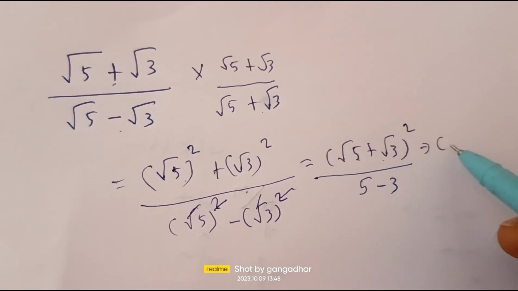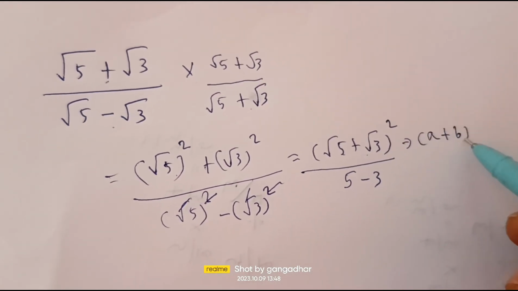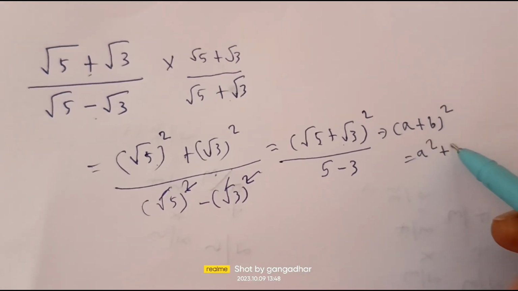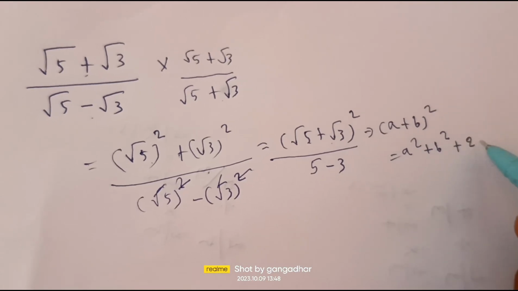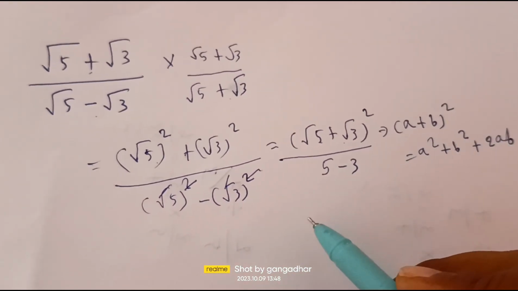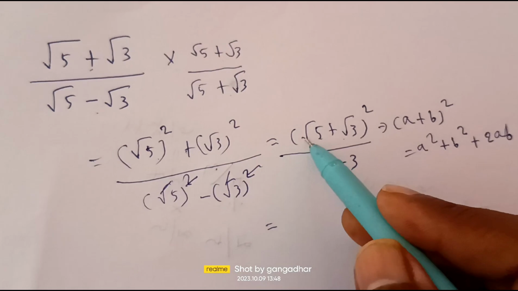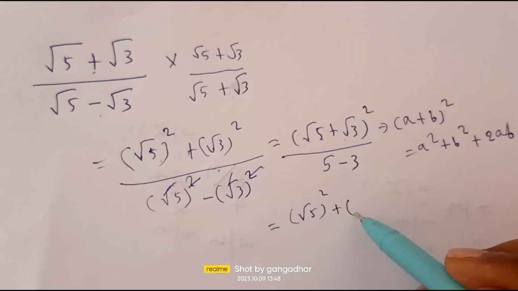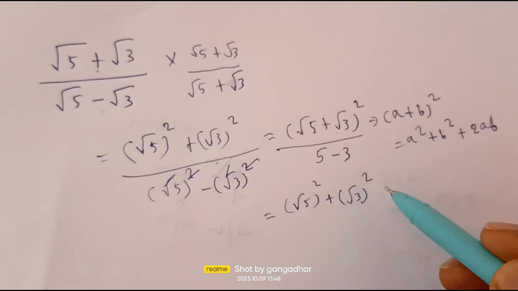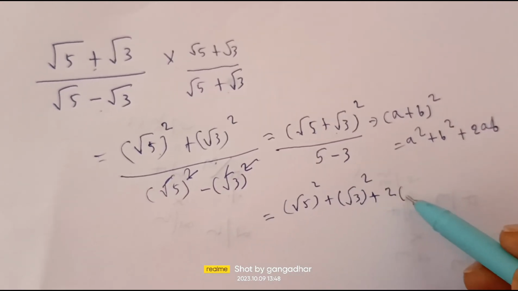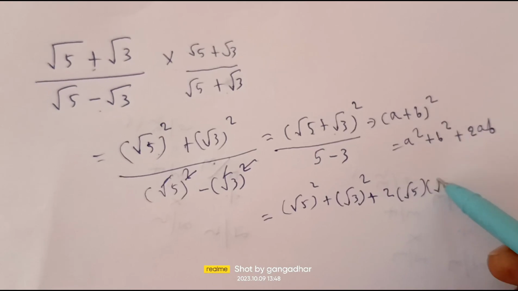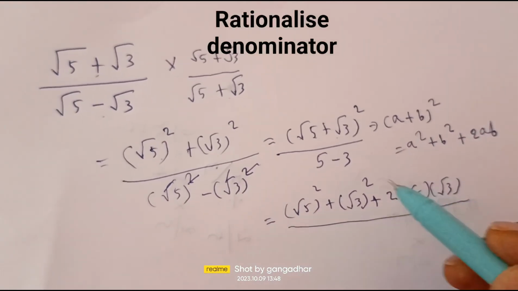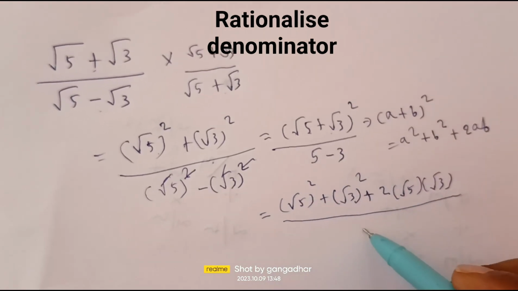Root 5 plus root 3 whole square, you can write it using the identity a plus b whole square is equal to a square plus b square plus 2ab. In place of a, we can write root 5 whole square, plus b square means root 3 whole square, plus 2 root 5, b means root 3, divided by 5 minus 3, which means we get 2.